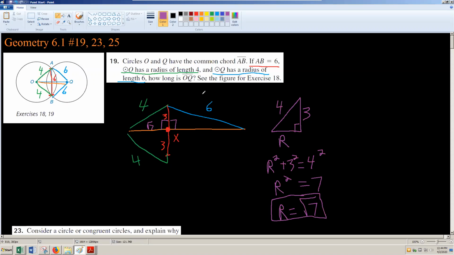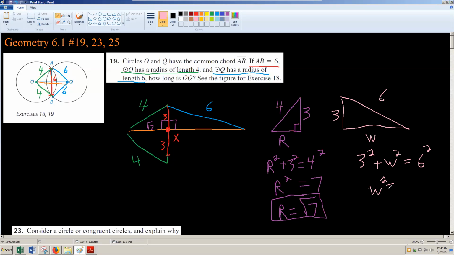And now I want to do the same thing for this triangle. Do it in pink. Here again we have 3. Now we've got 6. Let's use W. W is a fun one. That's a better W. So looking at this here, again, same setup. 3 squared plus W squared equals 6 squared. There we go. So basically I've got W squared equals 36 minus 9, which is 27.